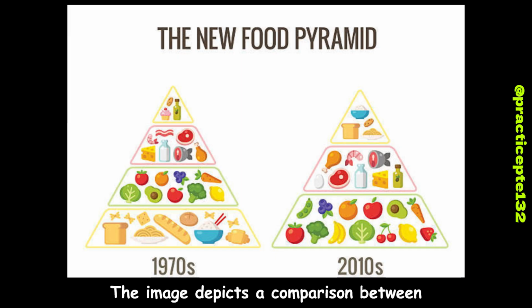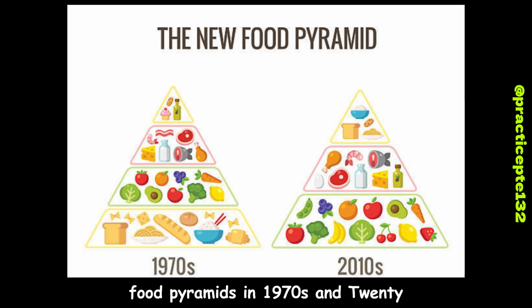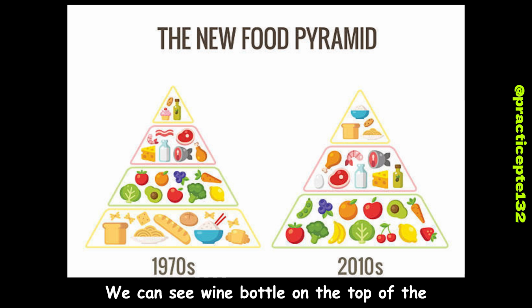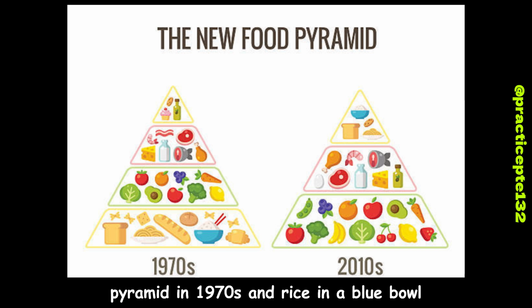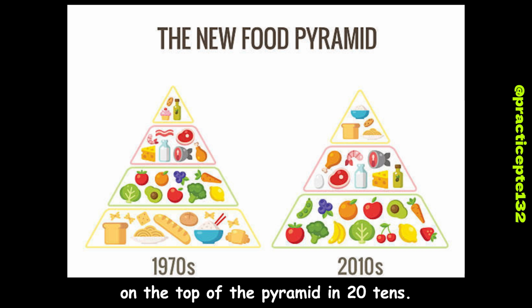The image depicts a comparison between food pyramids in 1970s and 2010s. The left one has 4 layers and the right one has 3 layers. We can see wine bottle on the top of the pyramid in 1970s, and rice in a blue bowl on the top of the pyramid in 2010s.